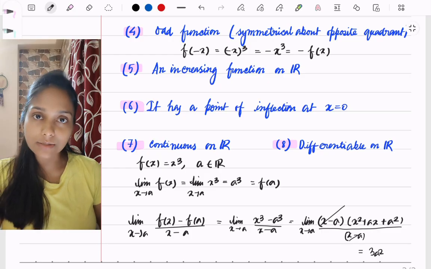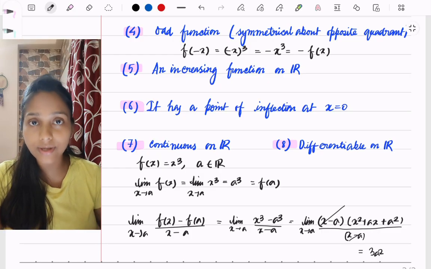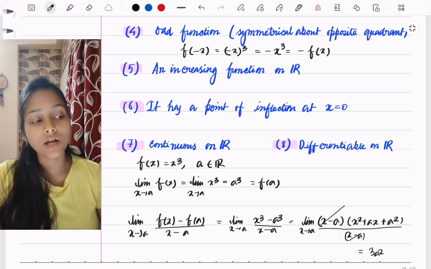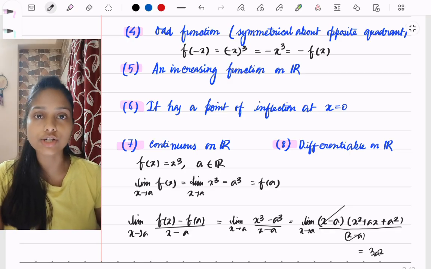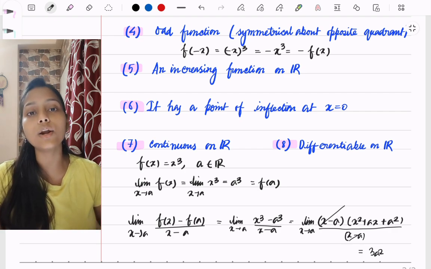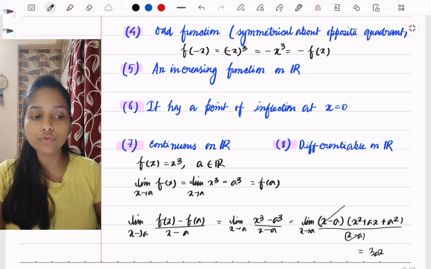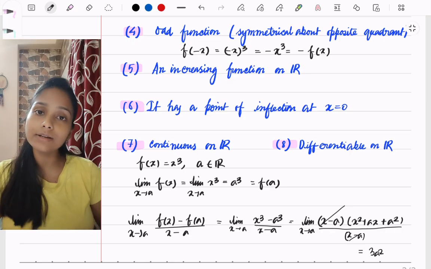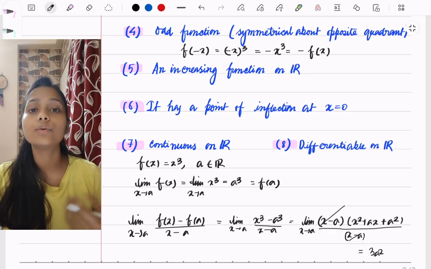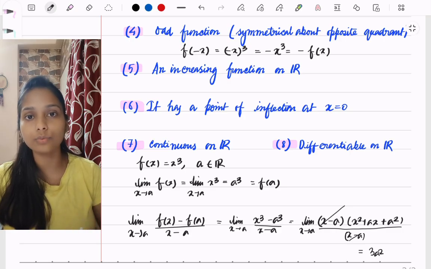So I have discussed both these functions, y equals x square and y equals x cube. Now we can generalize these two functions as y equals x power 2n and y equals x power 2n minus 1, which are the even integer power and odd integer power. For those two functions, the properties will be somewhat similar to x square and x cube, but we will see in the next video how certain values change as n changes.